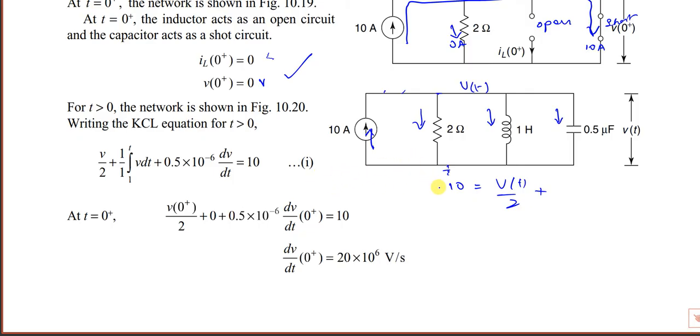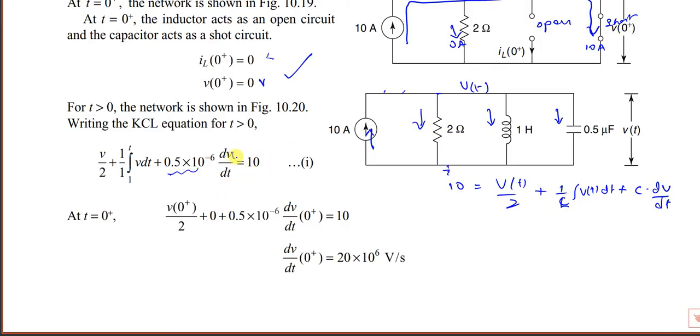It is 1 by L, sorry, 1 by L. So 1 by L integral V of t dt plus C into dV by dt. Wherever V is there, you write V of t. So V of t by 2, plus 1 by L, where the value of L is 1 Henry, integral of V of t dt, plus C value 0.5 times 10 power minus 6 dV by dt is equal to 10, the current going into the node.